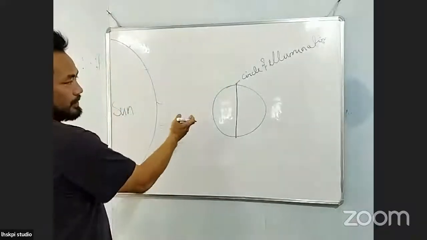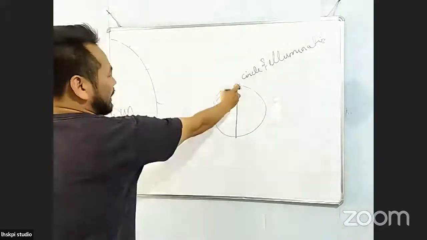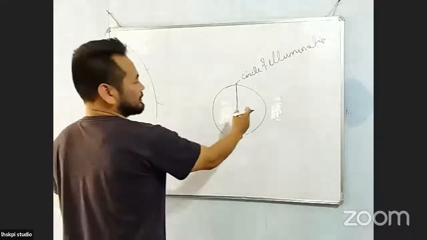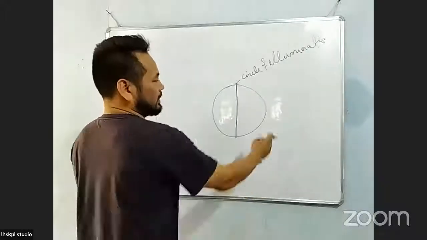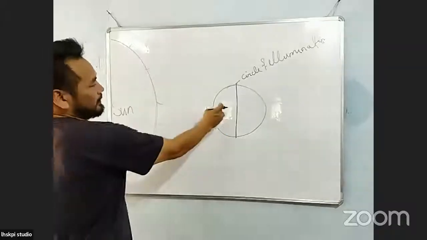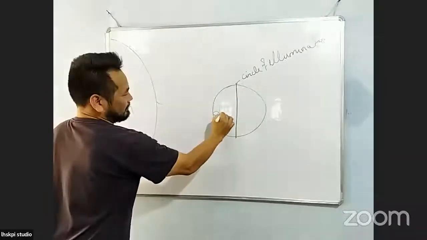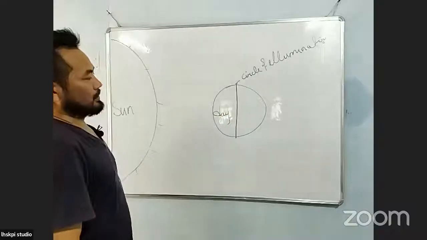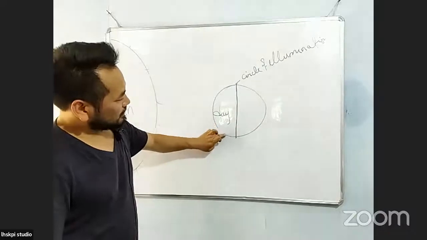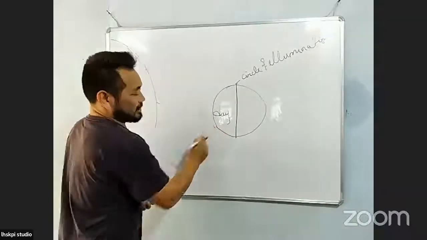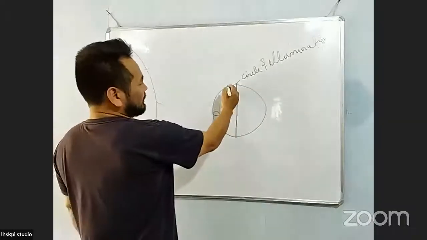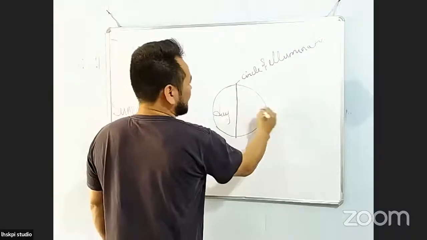If you look at the whiteboard, it is clear that one half of the earth is facing the sun and the other half is away from the sun. That means it is in the darkness. The half that is facing the sun has day. People living in this area experience day. And the half that is away from the sun has night.